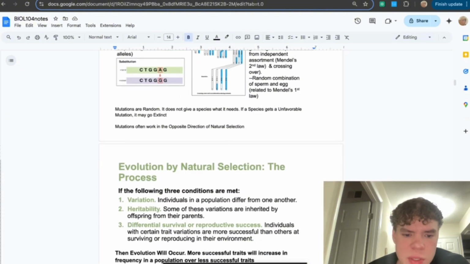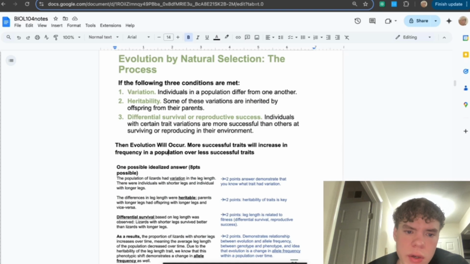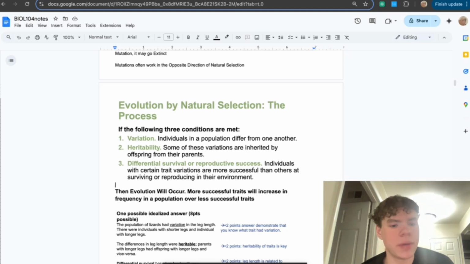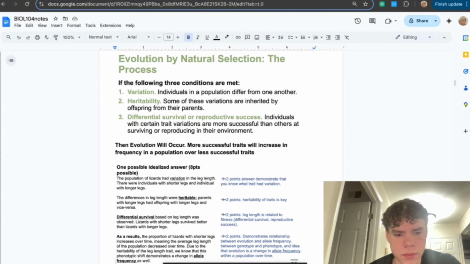So they kind of go against natural selection. Three things must be present for natural selection to occur. Number one, variation, meaning that there must be differences between traits. Number two, these traits must be heritable. And number three, there must be differential reproductive success, right? So: variation, heritability, differential reproductive success. More successful traits will increase in frequency in a population over less successful traits. That's very true.